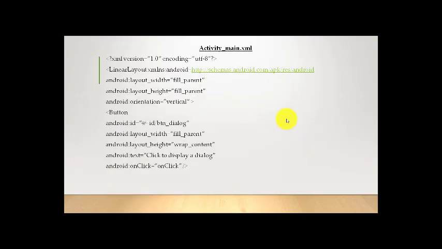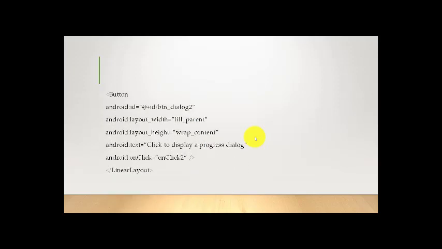The activity_main.xml, this is your design file, right? In this we are taking a button. The orientation of the linear layout is vertical, and we are taking a button. The text on the button is "click to display a dialog". On the clicking of this button, the progress dialog box will appear for some period of time, and the button generates the onClick event. Now this is your button, right? Click to display a progress dialog box.